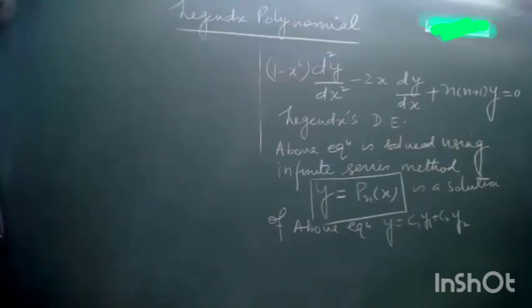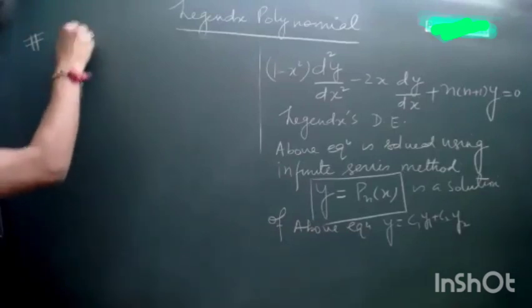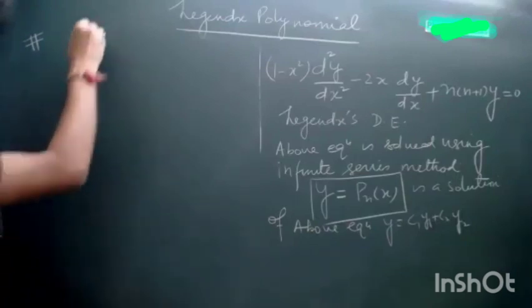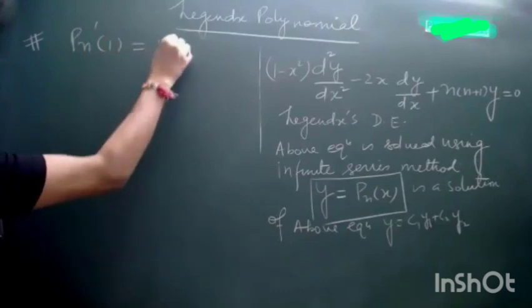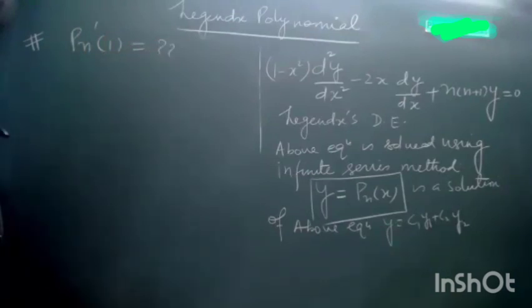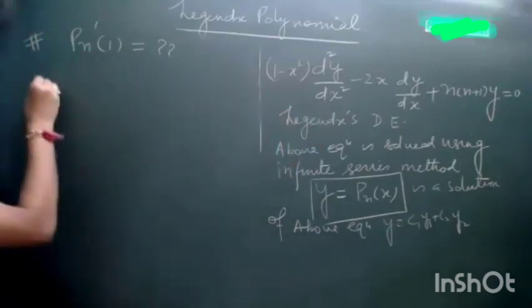Now I want to calculate the value of Pn dash 1. This value I want to calculate.